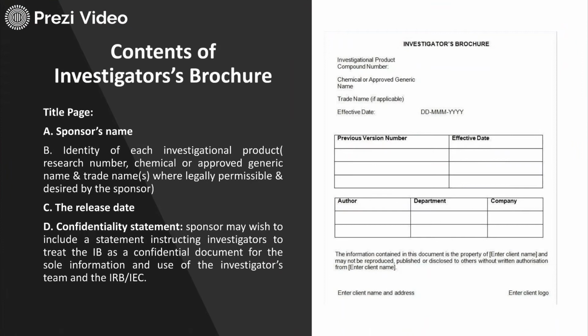Now let us try to understand the contents of the investigator's brochure. Basically, the whole investigator's brochure is divided into 8 categories. We shall be discussing them one by one. You can see the sample of the investigator's brochure in this image also. It starts with the title page. This title page comprises the information about the sponsor's name. It also includes information about the investigational product.